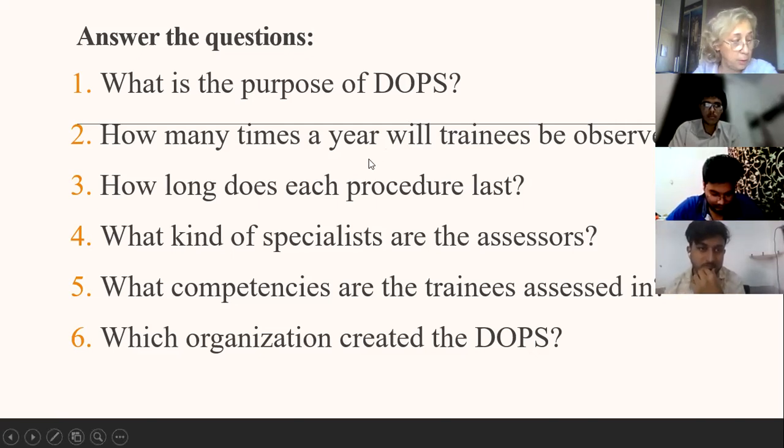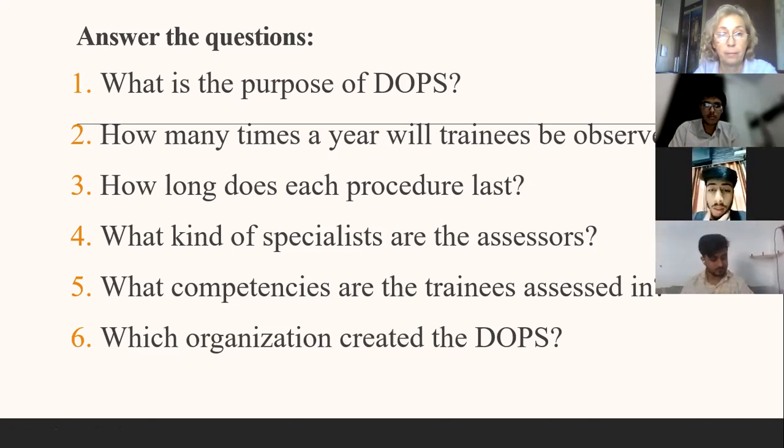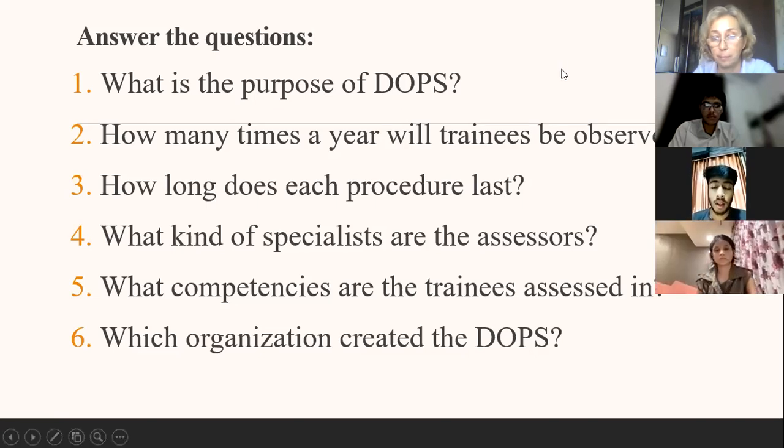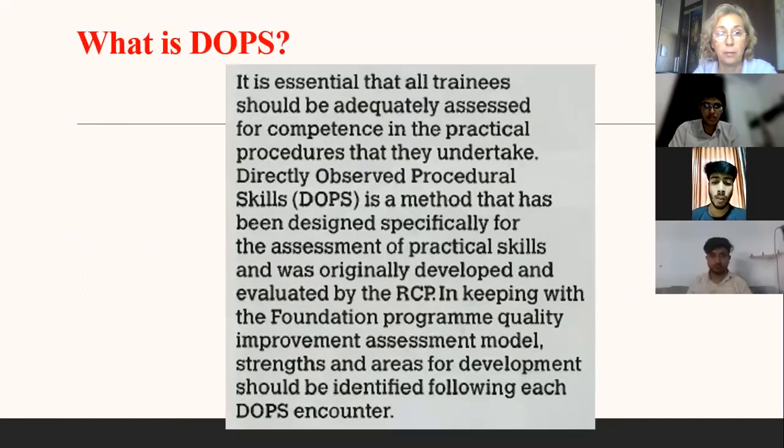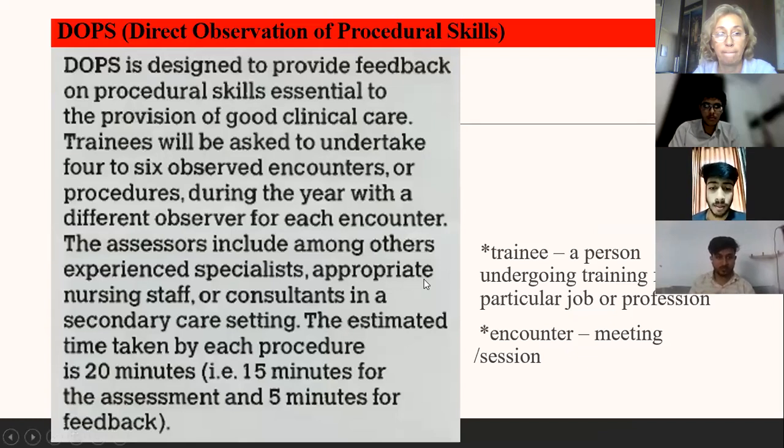Okay, what about the second? Let us listen to Aman. Ma'am, how many times a year will you see? Ma'am, training should be observed very frequently, for example, once in a week, maybe. What does the article say about that, how many times? Who remembers? Okay, let us have a look first. Aman, do you see? Six observed encounters means 6 times a year. Yes, 4 to 6 times. Okay.